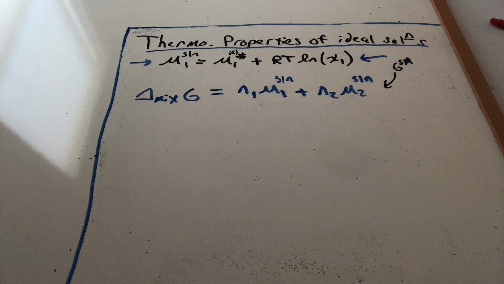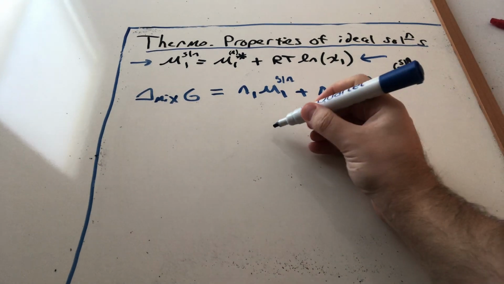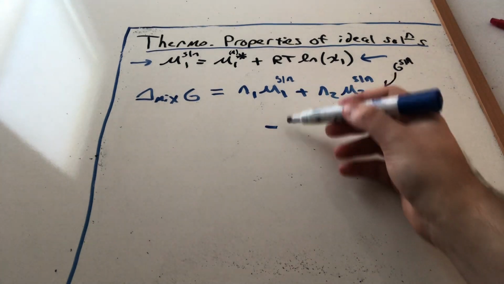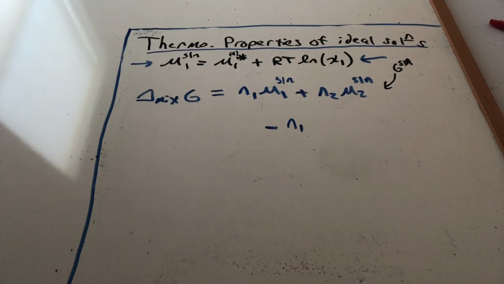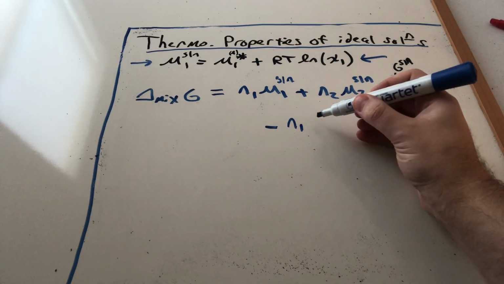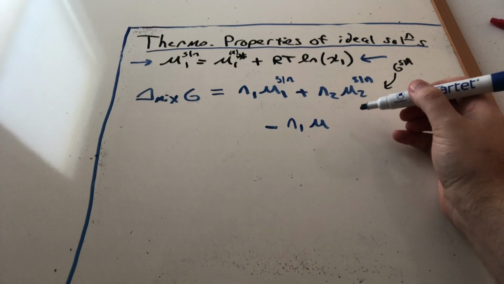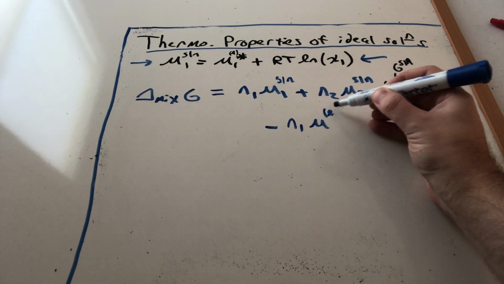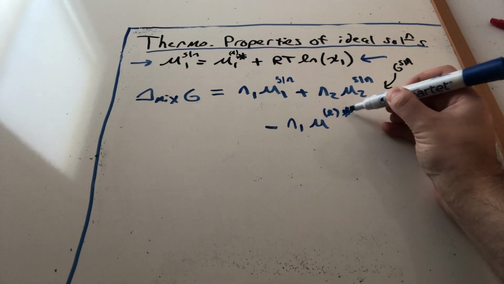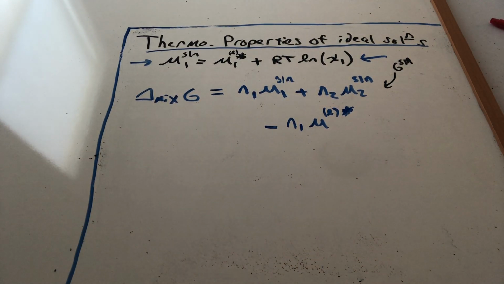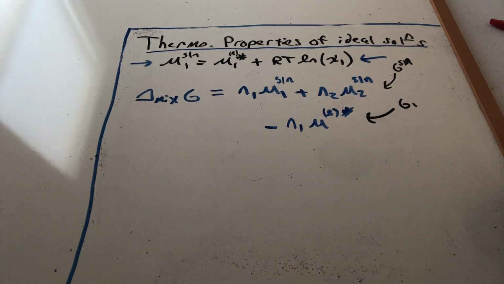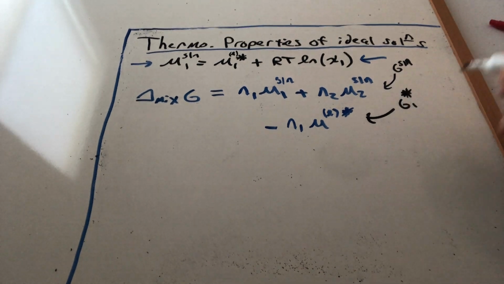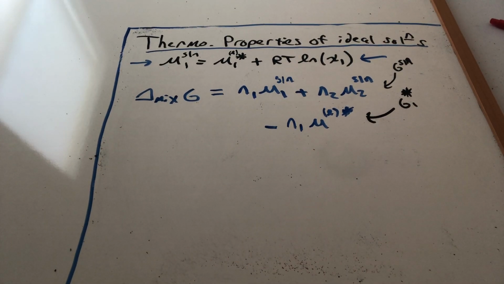Okay, so now we have G1 pure that we were subtracting away from this. Well, G1 pure looks like the number of moles for that pure situation for component 1 times mu for the pure situation. But the pure situation would be in its liquid state, right? So we had G for component 1 in the pure setting. Well, the pure setting is that liquid state. So we're going to subtract away N1 mu1 star.